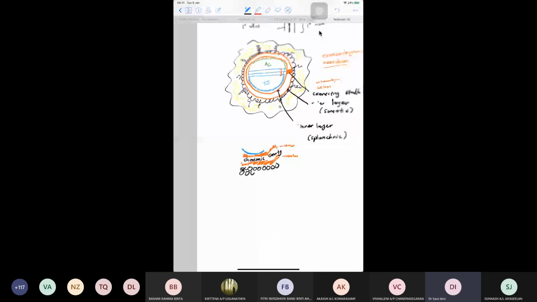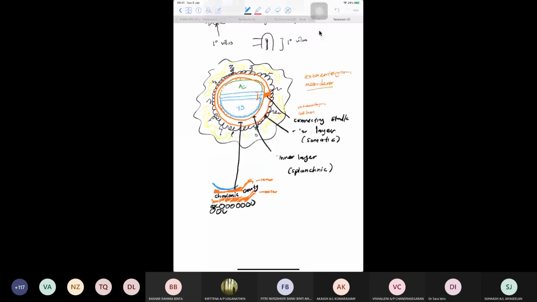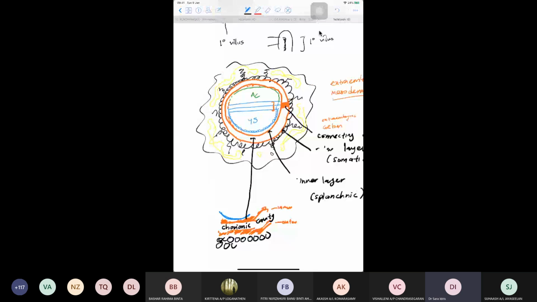If you look at this picture, this cavity here on the inside, that's your chorionic cavity. The chorionic cavity is in between the two layers of the extra-embryonic mesoderm, the inner and outer, or the splanchnic and somatic. And the only part of the extra-embryonic mesoderm that's not going to have a cavity separating it will be the connecting stalk, which will eventually become the umbilical cord.